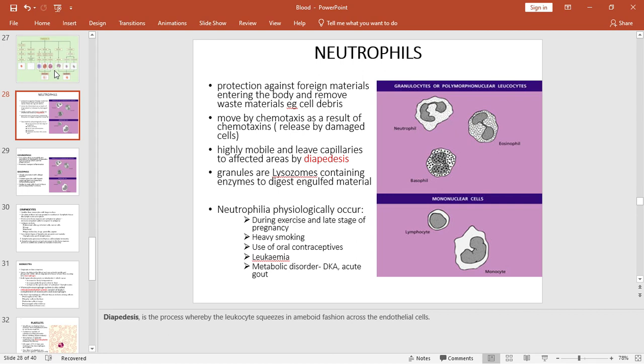So during exercise, they say, late stage of pregnancy, heavy smoking, all right, use of oral contraceptives. It's something that I actually don't like, but it is not well documented. That's my opinion, so don't take my opinion. You can read for yourself. The combined contraceptives. Eish, those things, eh? Leukemia.